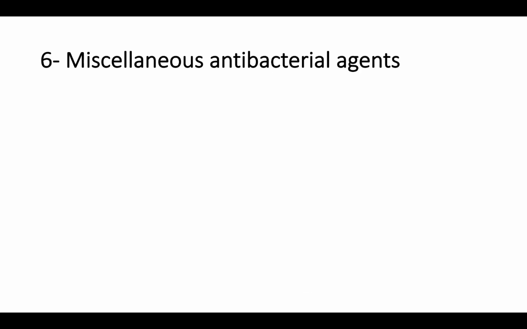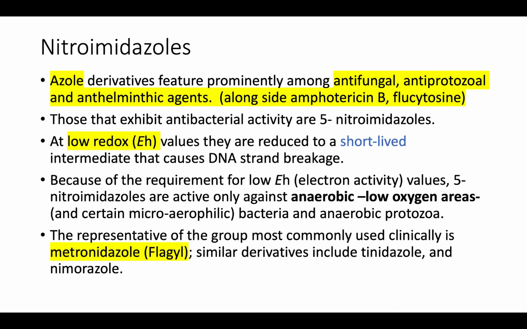Now let's talk about other miscellaneous antibacterial agents, and then we finish the lecture. Nitroimidazoles, which are the azoles, are usually antifungals. They are very prominently antifungals, antiprotozoals and antihelminthic drugs, and you add amphotericin B and flucytosine with them, and you add the azoles to them.